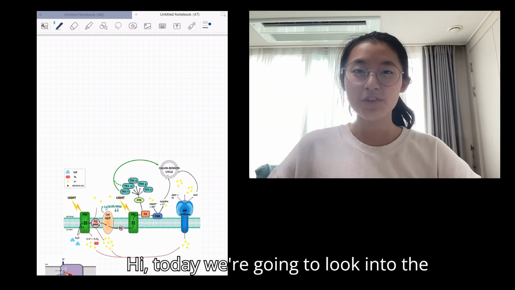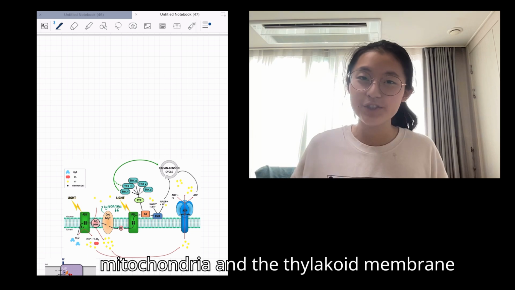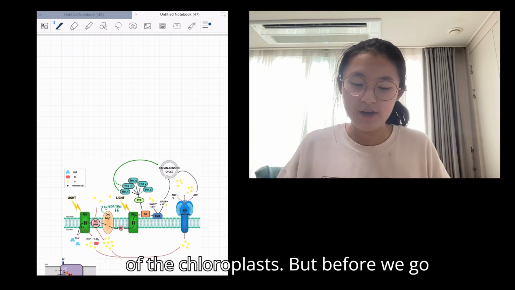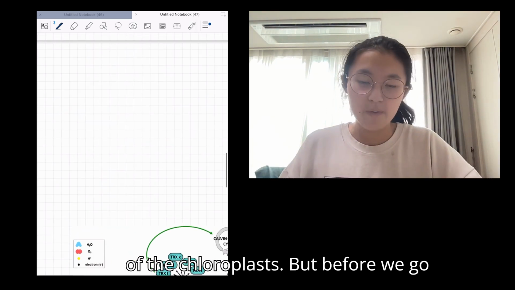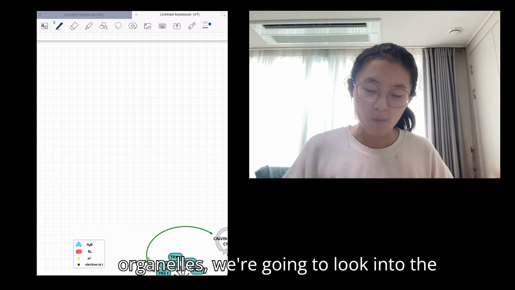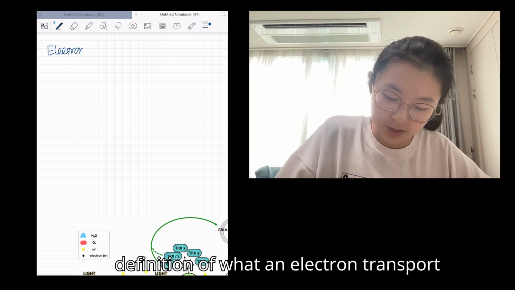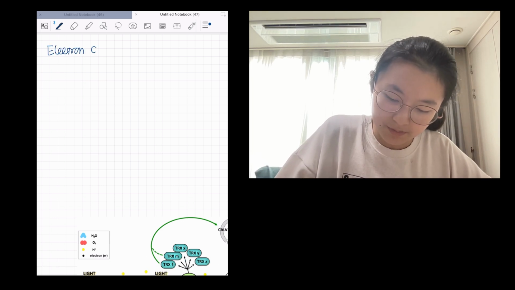Hi, today we're going to look into the role of electron transport chains that are embedded in the inner membrane of the mitochondria and the thylakoid membrane of the chloroplast. But before we go into any specifics about its role in each of those different organelles, we're going to look into the definition of what an electron transport chain really is.